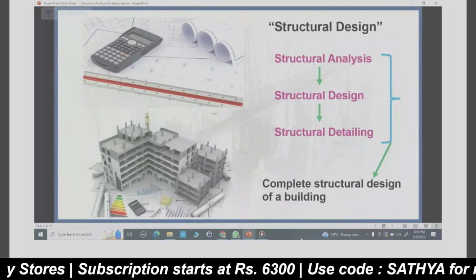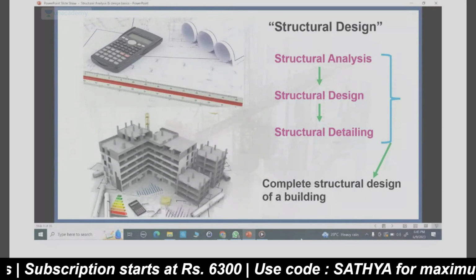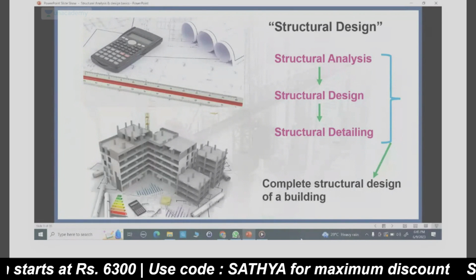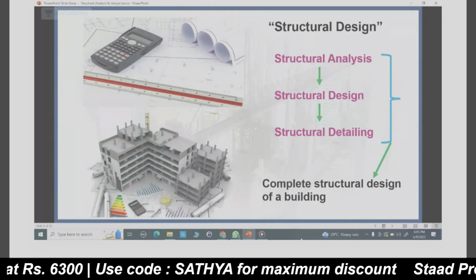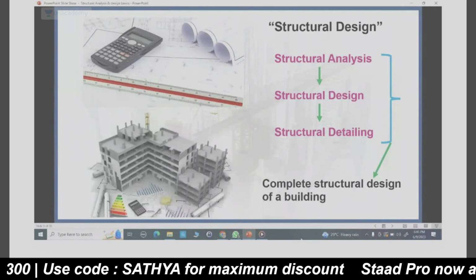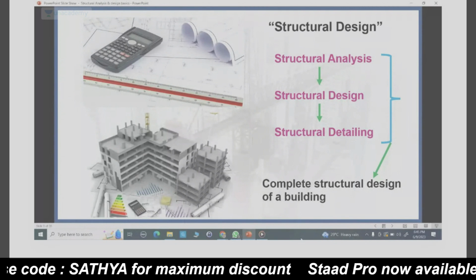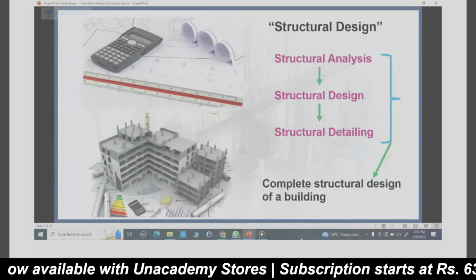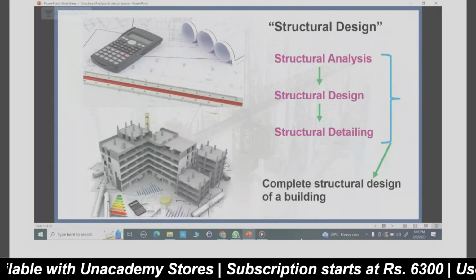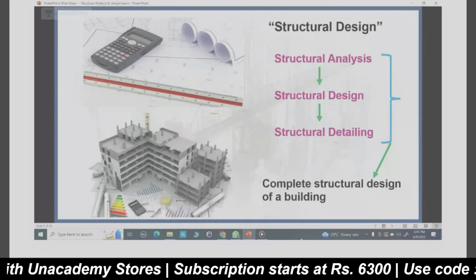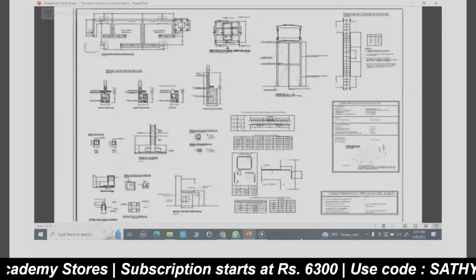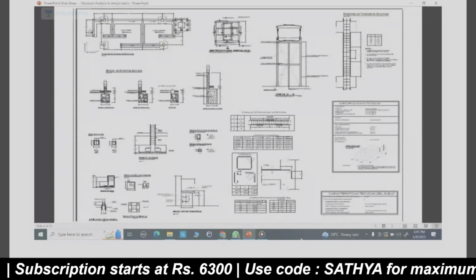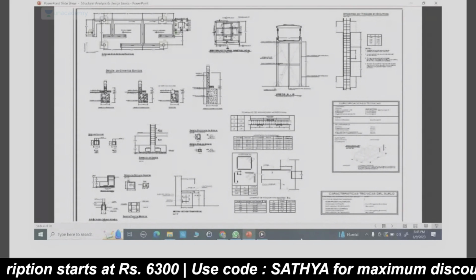And then finally, after designing the structure, you have to do the detailing. That comes in the form of drawing. So these three complete the set that includes the analysis, design and detailing. So this is the complete set of structural design of a building. This is one structural design form, structural detailing format, drawing format.